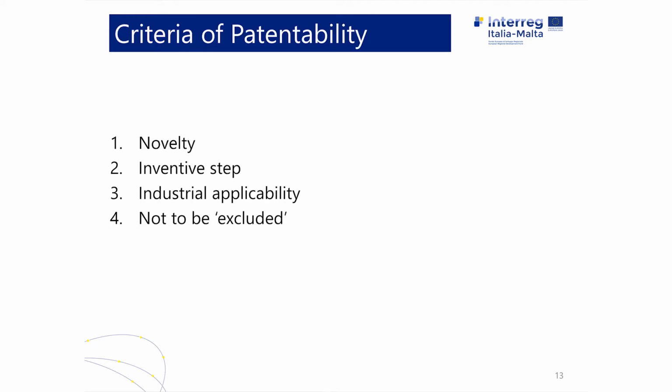What are the criteria of patentability? There are 4 key ones. Number 1, novelty. Number 2, there has to be an inventive step. Number 3, there has to be industrial applicability. And number 4, not to be on the excluded things, a list of things that are not allowed.